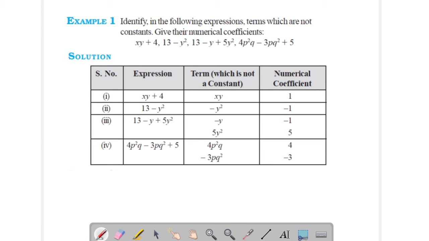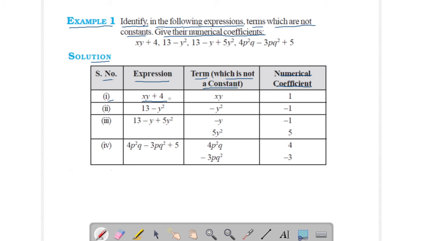Now come to example 1. Identify in the following expressions terms which are not constants. Give their numerical coefficients. Here say the solution. Make a table. Here write down serial number, then expression, then term which is not a constant, then numerical coefficient of that term.